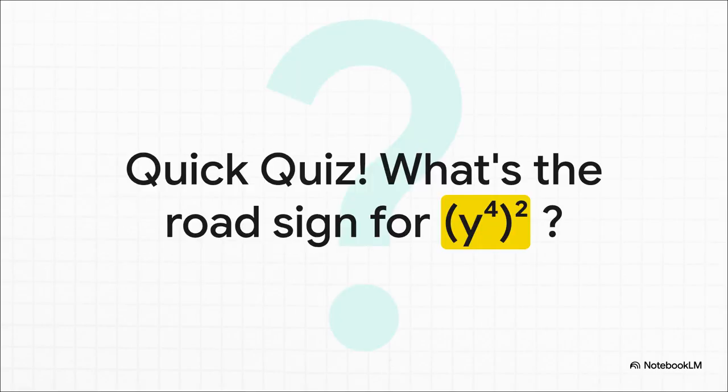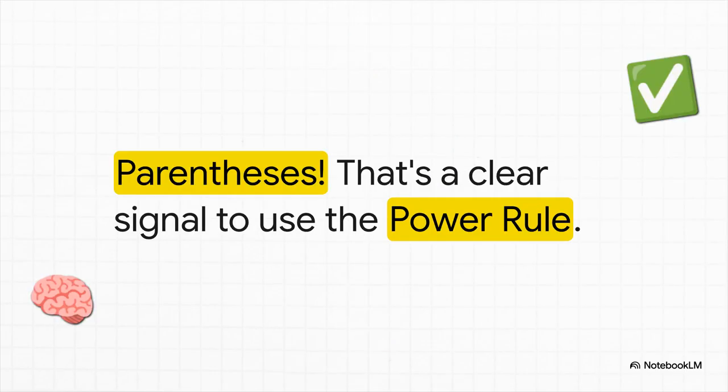It's usually way easier to handle at the end. All right, pop quiz. Look at this term here. y to the 4th power, inside parentheses, with a 2 on the outside. What's the road sign? What's the first thing you see that tells you exactly what to do? The parentheses, yes, that's it. That's your big, blinking neon sign. The second you see that, your brain should go, power rule. And that means you multiply the exponents. 4 times 2 is 8, so you get y to the 8th. See? You're already reading the road like a pro.